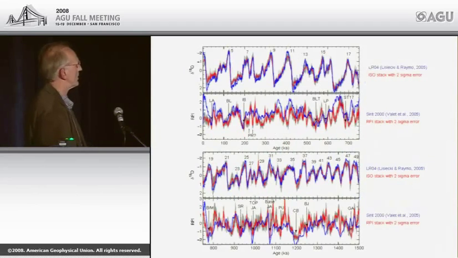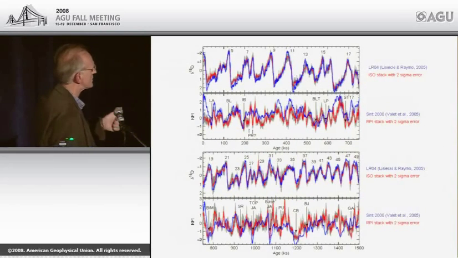So then we're left with a stack, not only of the isotope records, but also the paleointensity records. The red curve is the new stack with a 2 sigma error in gray. And the blue here is the Lisiecki-Raymo stack, LR04. This is from 0 to 750,000 years. This is the paleointensity stack, shown in red with a gray 2 sigma error on it. And the blue here represents the SINT-2000 stack.